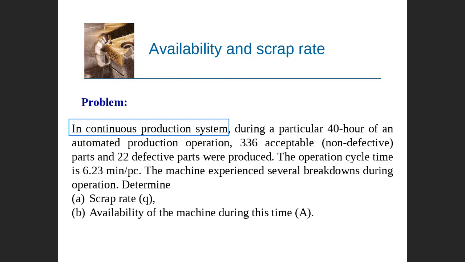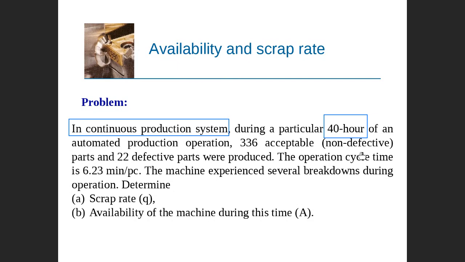There is a setup time, but we can ignore it. In a mass production system, we can ignore setup time. If you remember, then TB equals TC. That's what we discussed last time. So setup time here can be ignored in a continuous production system, or mass production, same meaning. I will pick 40 hours of time to study. So it is a continuous production system, but I will do the analysis over 40 hours for an automated production operation.